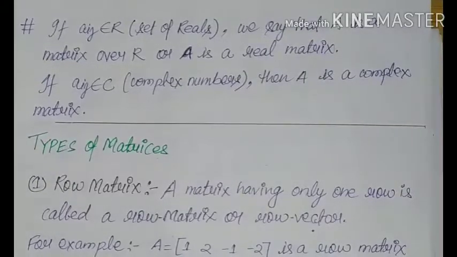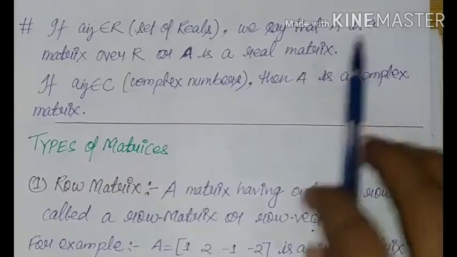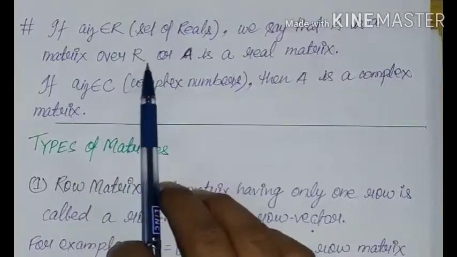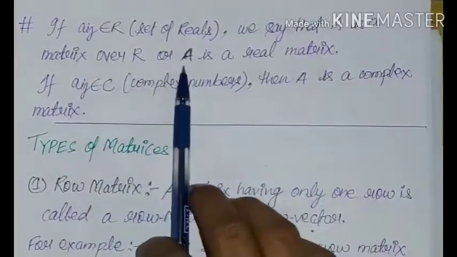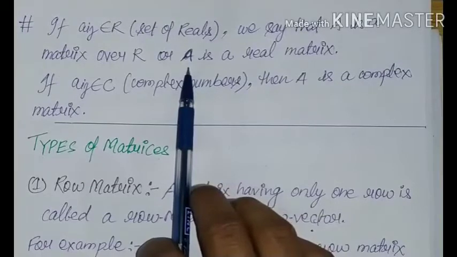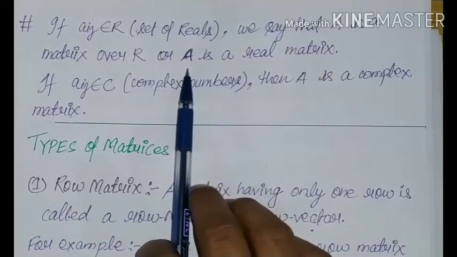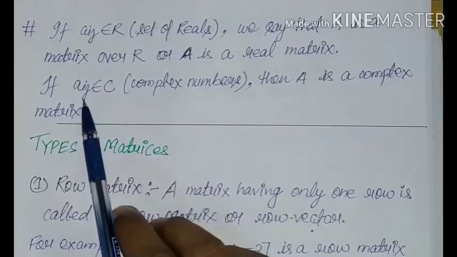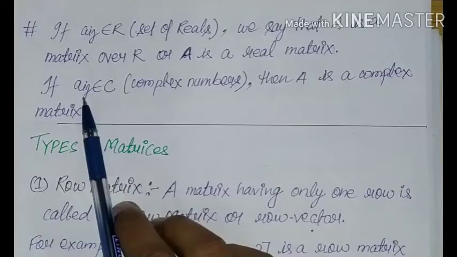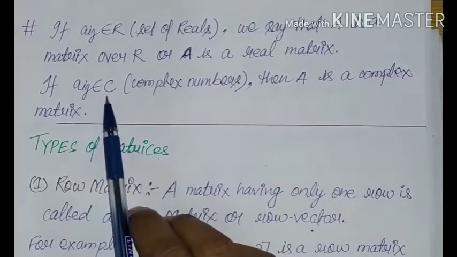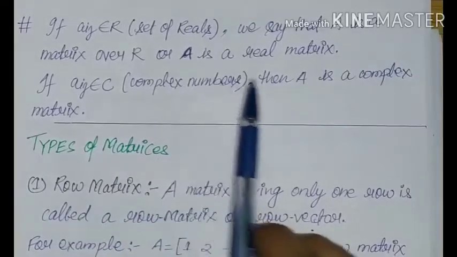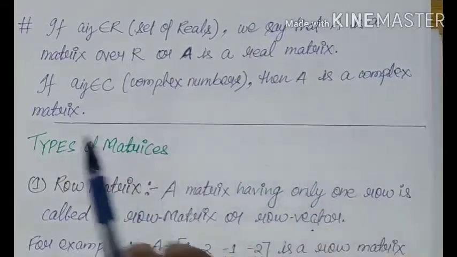If Aij belongs to R, the set of reals, means if Aij is a real number, then we say that the matrix A is a matrix over R, or A is a real matrix. If all entries in a matrix are real numbers, then that matrix is called a real matrix. And if Aij, any arbitrary element of a matrix, belongs to C, means if it is a complex number, then that matrix is a complex matrix.